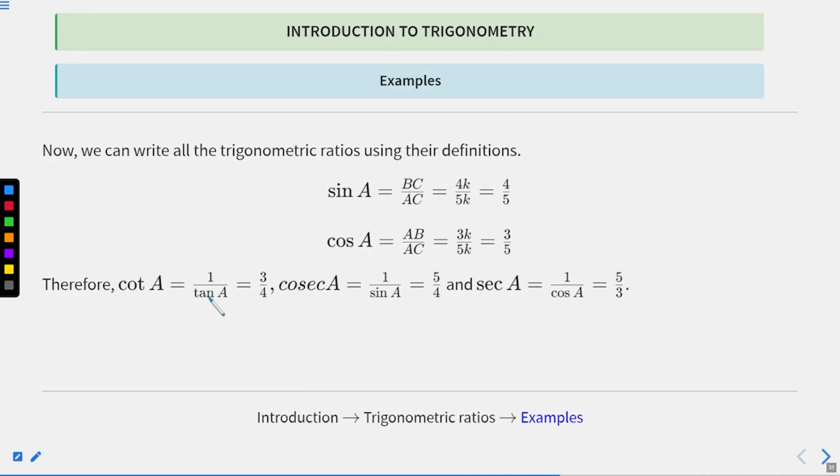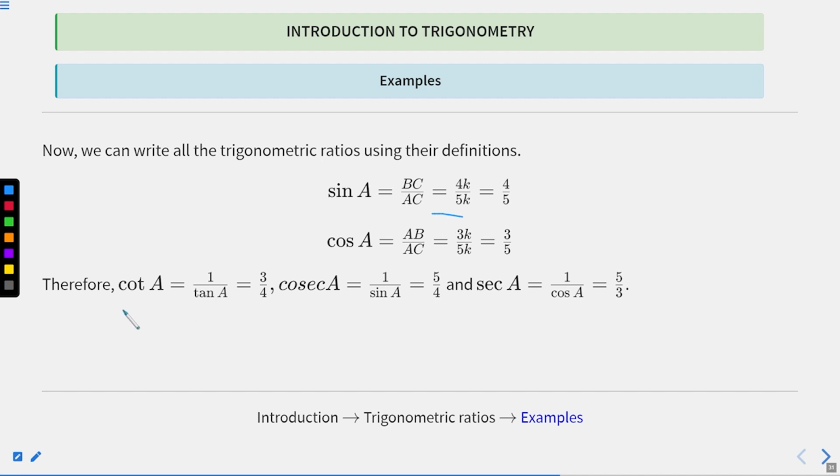Now we can write all the trigonometric ratios using their definitions. We know sin A is equal to BC over AC, where BC is equal to 4K and AC is equal to 5K, so this is equal to 4 by 5. And cosine of A is equal to AB by AC, which is 3K by 5K, that is equal to 3 by 5.